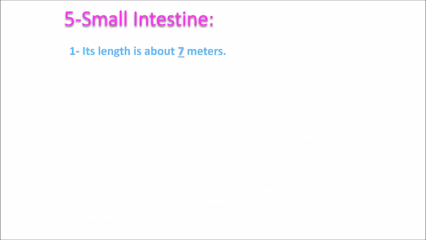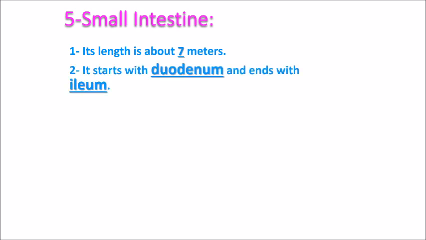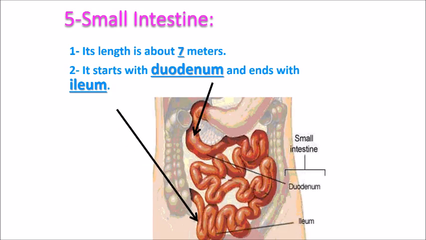What goes to the small intestine? I said before that the small intestine is 7 meters long and it is coiled inside the abdominal cavity. The small intestine is divided into 2 parts. The first part is called the duodenum and the second part is called the ileum. The duodenum is the first part here and the ileum is the second part.